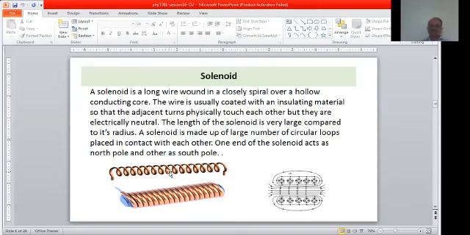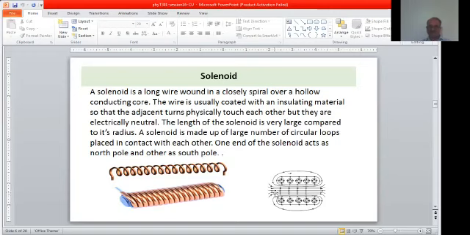Therefore, a solenoid is basically a copper coil which has a very large number of turns, and the length of the coil is very large as compared to its radius. Such a copper coil is called a solenoid. The same thing is written here; you can go through it. Once current is flowing through it, the solenoid acts as a bar magnet.